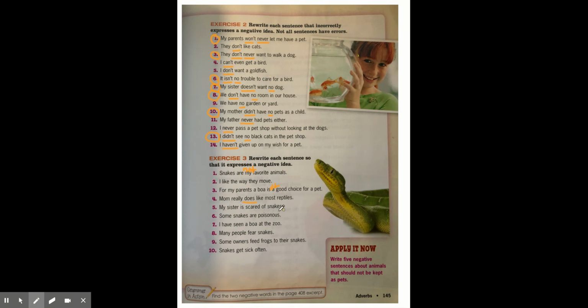My sister is scared of snakes. We want to make it the opposite with a negative word, so we'd say, my sister isn't scared of snakes. Some snakes are poisonous. We could say the opposite. Some snakes are not poisonous or aren't poisonous. I have seen a boa at the zoo. We would change this have. I have not seen a boa, or I haven't seen a boa at the zoo. Number 8 says many people fear snakes. Many people do not fear snakes or never fear snakes. We could change it by putting one of those in there.